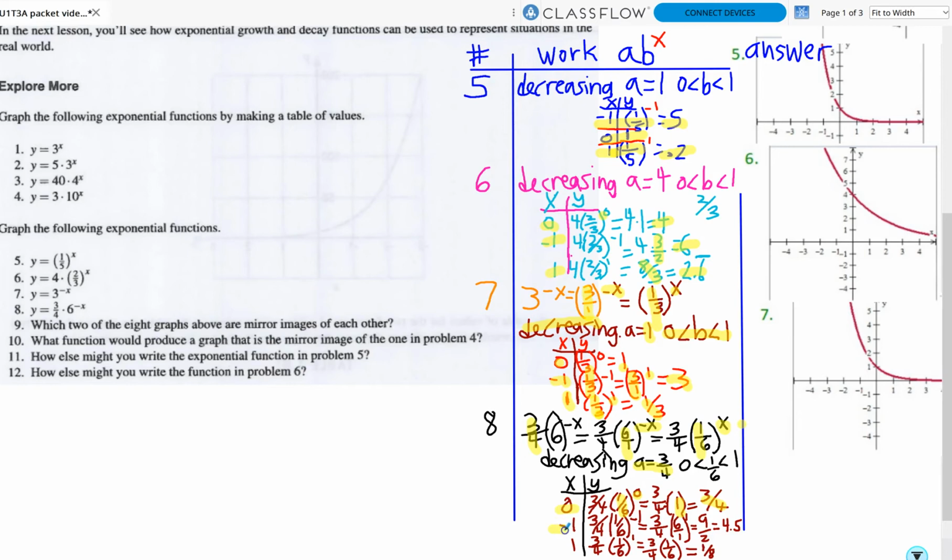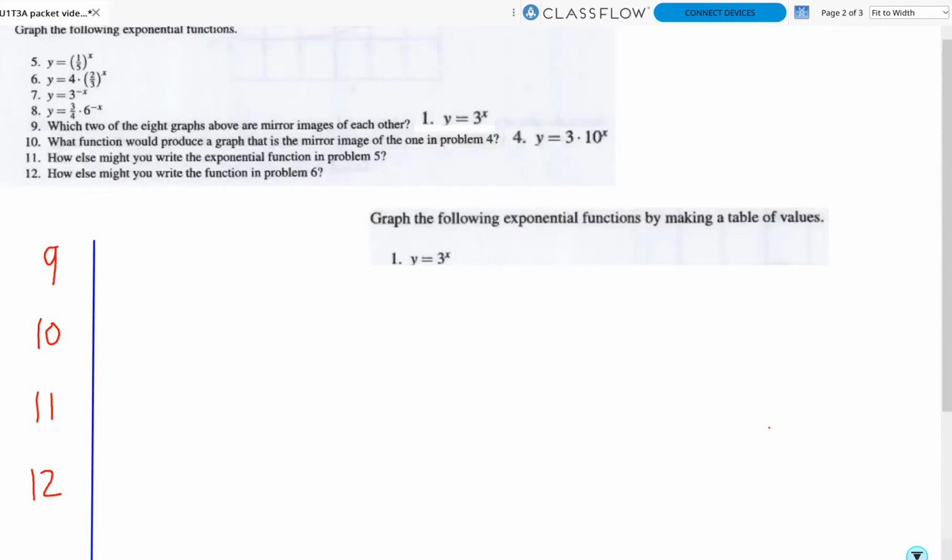When I raise 1/6 to the -1, that again flips your fraction to be 6 over 1. 6 times 3/4 is 9 over 2, easier to graph as 4.5. 1/6 to the 1 power is 1/6. When you multiply fractions, you multiply the numerators and denominators. That becomes 3 over 24, which is the same as 1/8. And lastly, here is my graph for number 8. On the next page, I am doing 9, 10, 11, and 12.